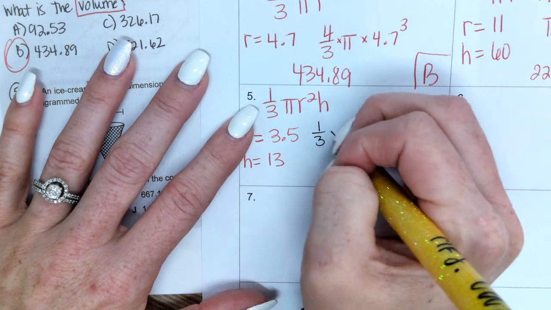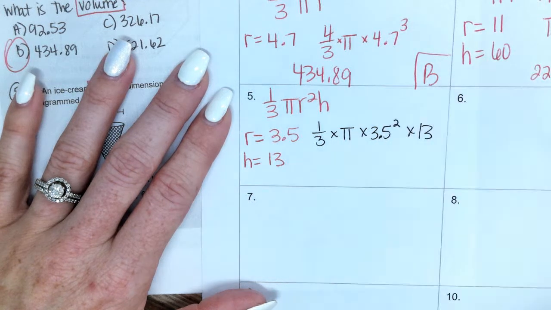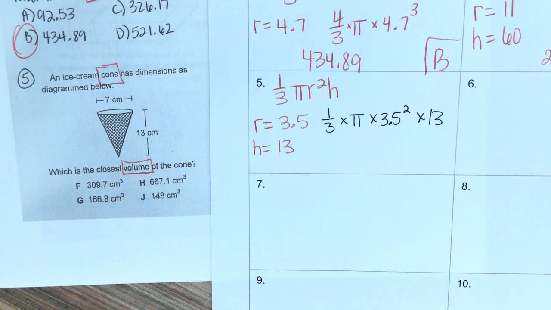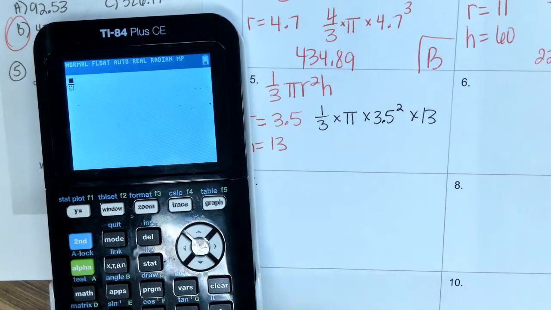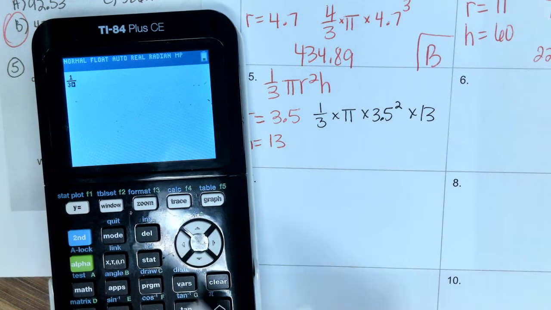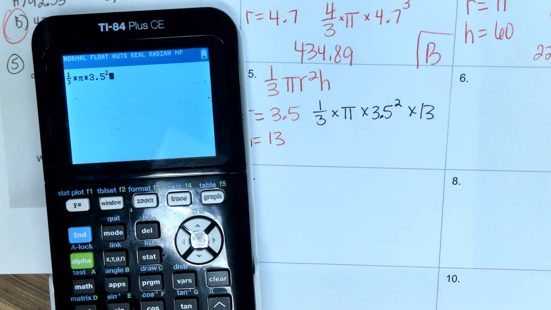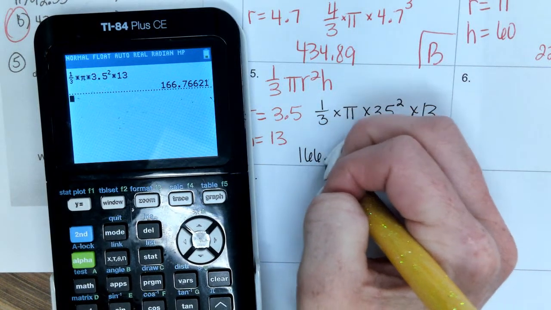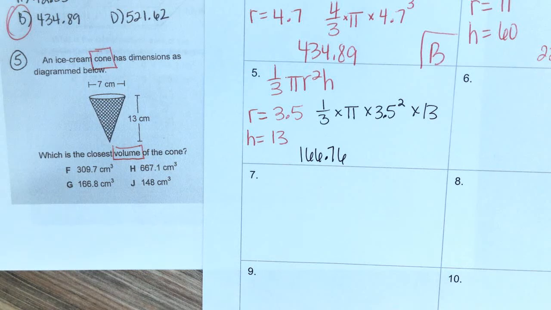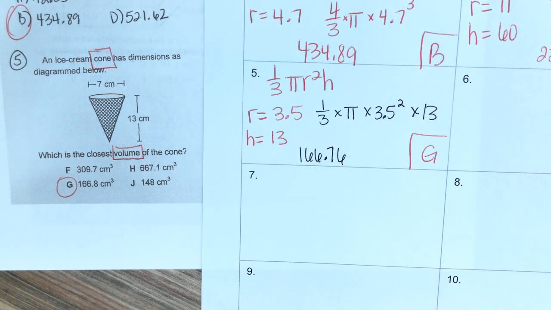Now I simply plug it in to this formula. So 1/3 times pi times radius squared times 13. If you didn't write it now. I go to my calculator and I type it in. 1/3 tab out times pi times 3.5 squared times 13. There's my answer, 166.76. Which answer is the closest? G. Make sure you're showing your work.